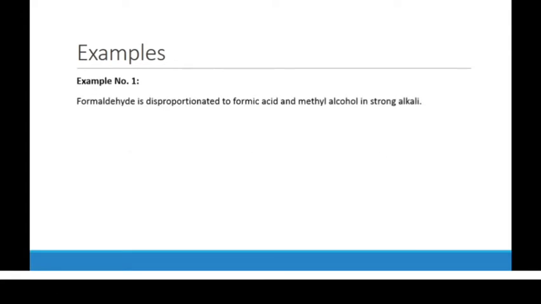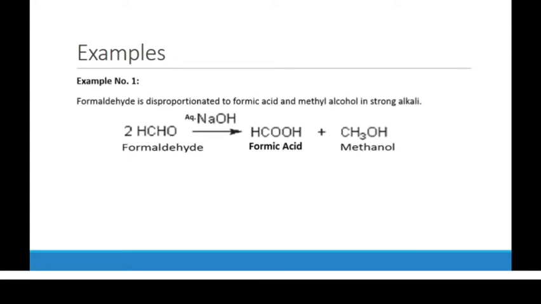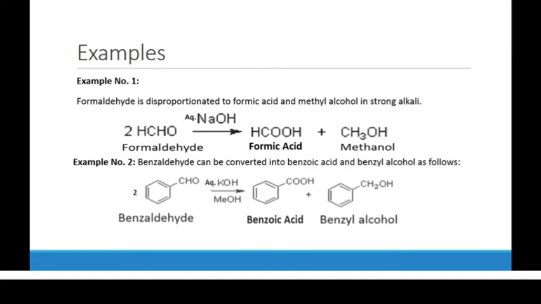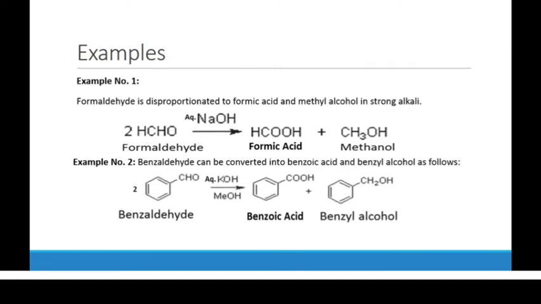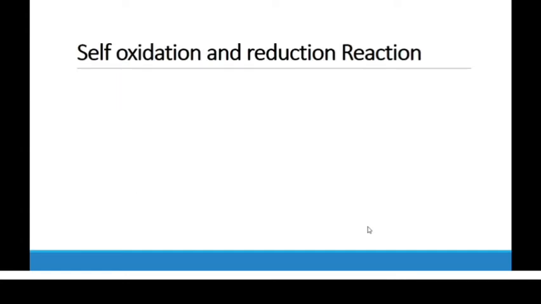Now we will look at the examples. If we have two molecules of formaldehyde in the presence of NaOH, we have formic acid and methanol. And if we have two benzaldehyde with no alpha hydrogen, this one is the alpha carbon, and we have 1, 2, 3 and 4 bonds of this carbon without alpha hydrogen. We have benzoic acid and benzyl alcohol.